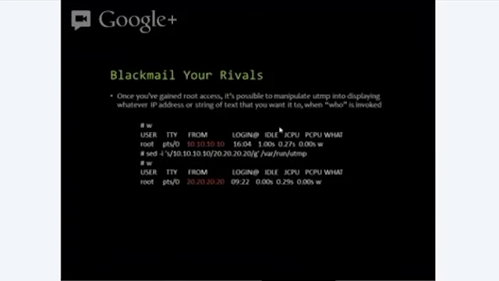Blackmail your rivals. Once you've gained root access, it's actually really easy to manipulate utmp into displaying whatever IP address or string that you want it to when who is invoked. So this is kind of cool. If you have root on a box, you run who, it's going to say, look, I'm logged in from 10.10.10, whatever. But if I blast /var/run/utmp through sed, and I do a substitute for everything that says that IP address to this other IP address, then if you run who again, or w, it's going to say I'm logged in from a completely different IP address, but I'm definitely not logged in from that IP address.